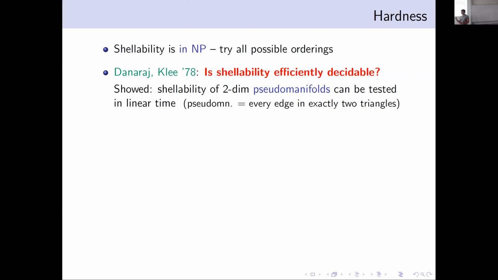So here you see it's obviously in NP, right? Because you can just try all the ways to put your triangles after each other and see whether you glue them along edges or not. And you can test that hopefully in polynomial time. But is shellability efficiently decidable? So what do you think?